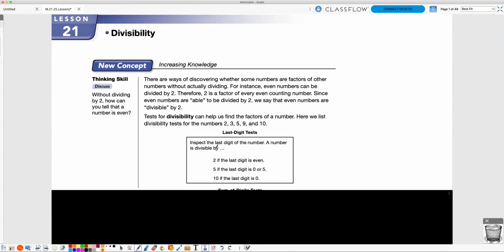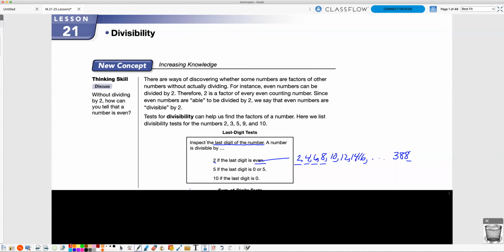So you can see that if you inspect the last digit of the number, a number will be divisible by 2 if the last digit is even. So that would be 2, 4, 6, 8, 10, 12, 14, 16, and on and on. Any number that ends in one of those digits. So let's say like 358 or 388. 388 is an even number because that last digit is even. It's either a 2, a 4, a 6, an 8, or a 0.